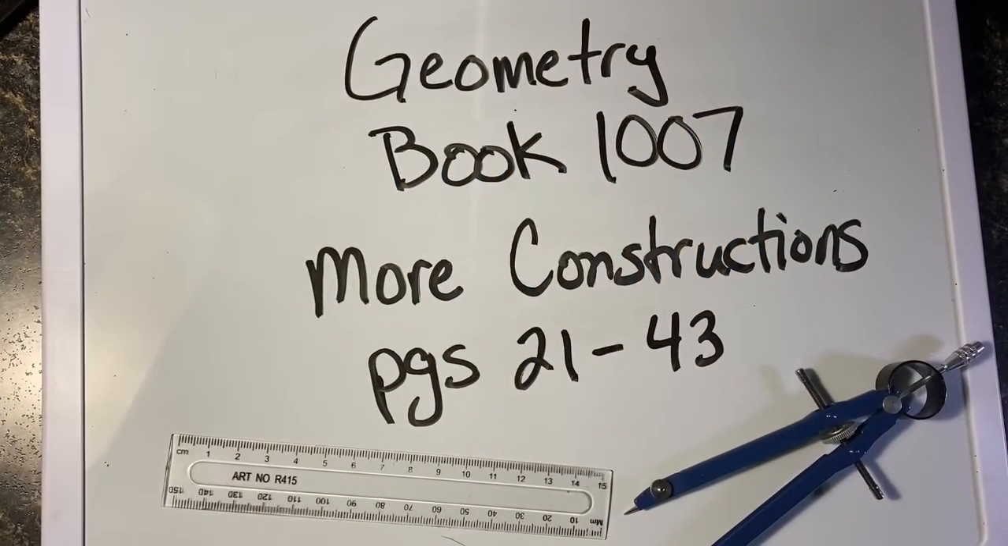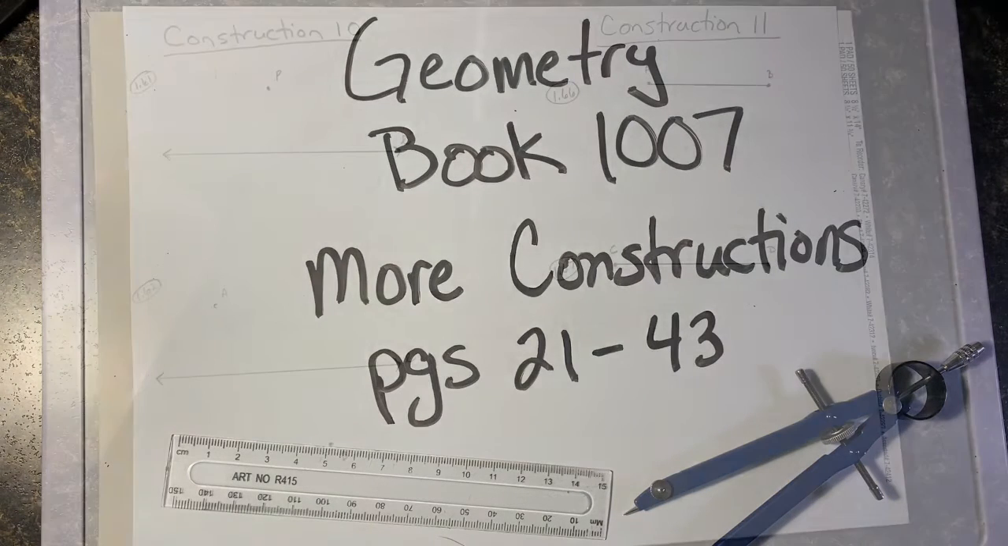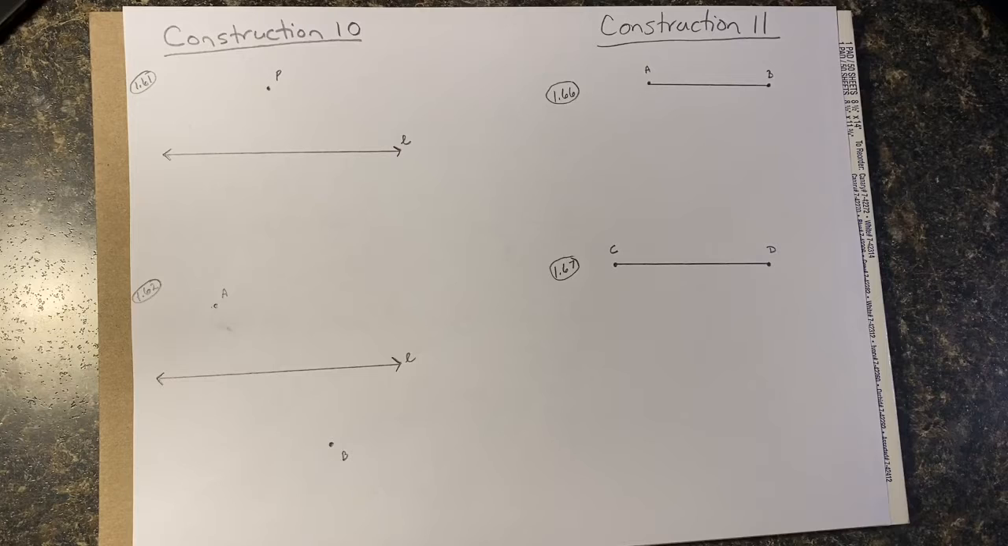Hello, in today's video we're going to be discussing more constructions, including the construction of triangles. We're working in Geometry Book 1007 from pages 21 to 43. Our first construction for today is construction 10, and it is on page 21.